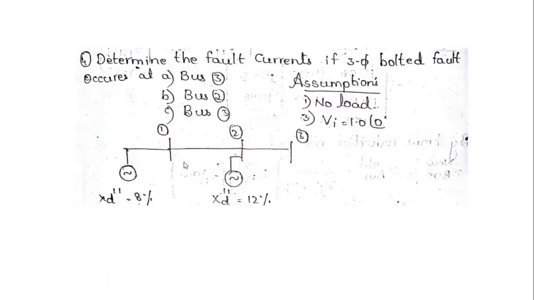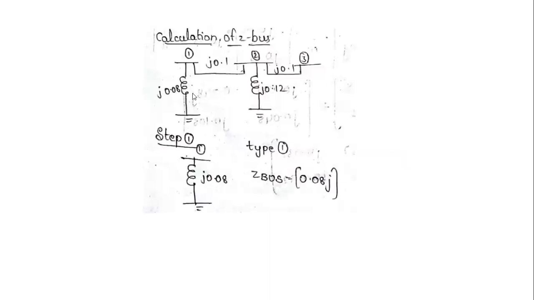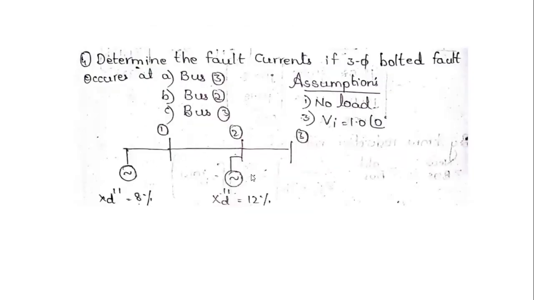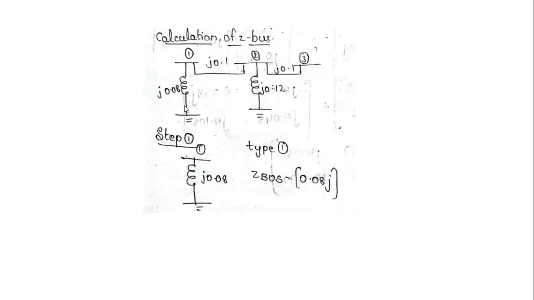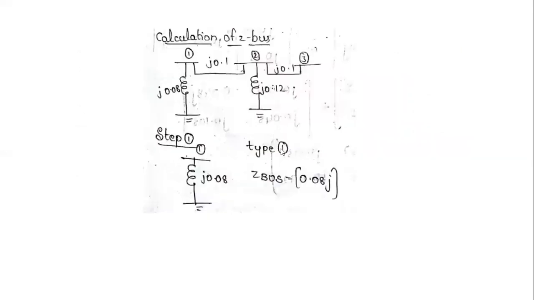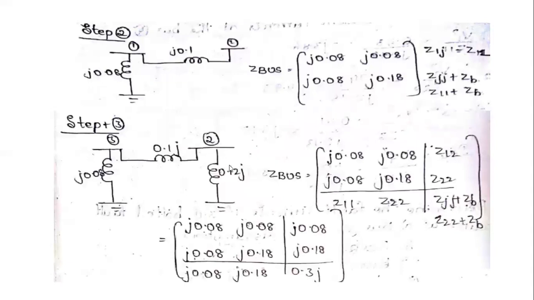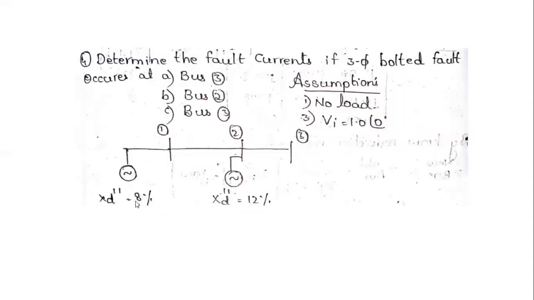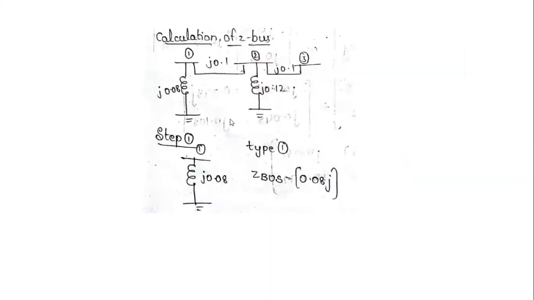By using this single line diagram, first we calculate the reactance diagram. The equivalent reactance diagram for the generators is the reactance in series with the voltage source, but here the voltage source is not represented. We have elements between 1 to 2 and 2 to 3, so we represent 1 to 2 and 2 to 3. The reactance values are given in the question: generator 1 is 8% and generator 2 is 12%.